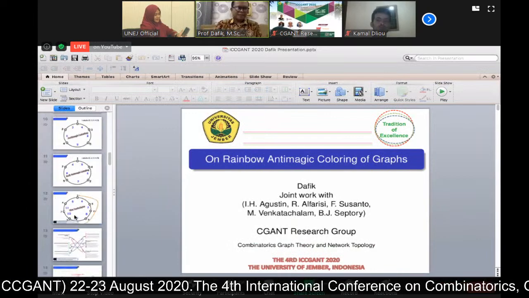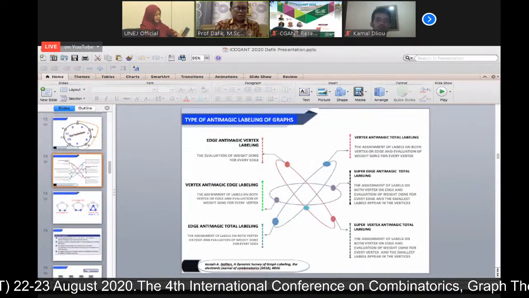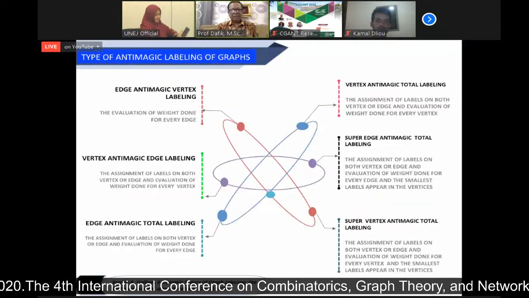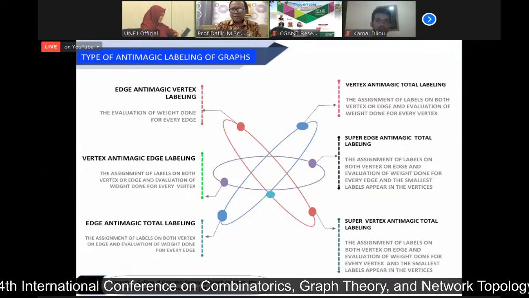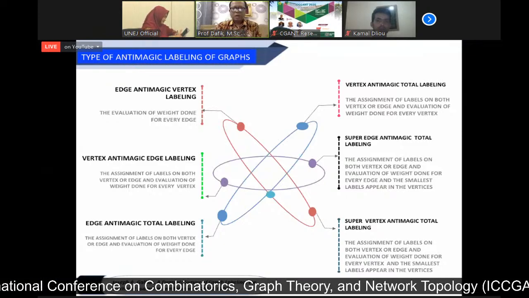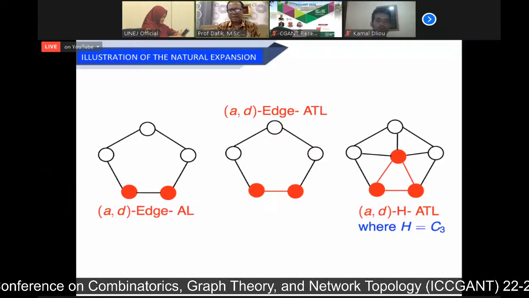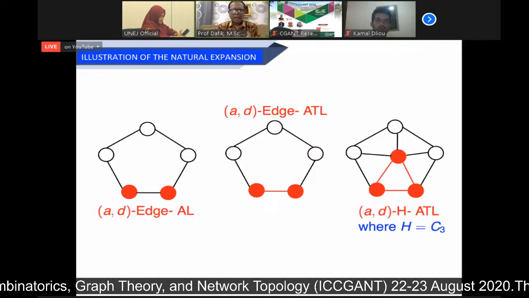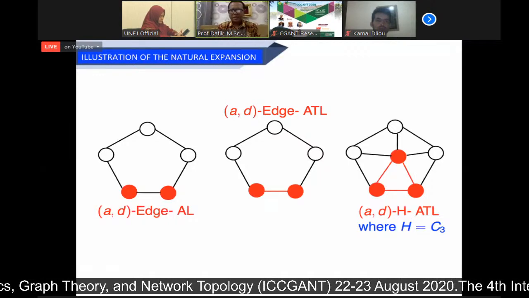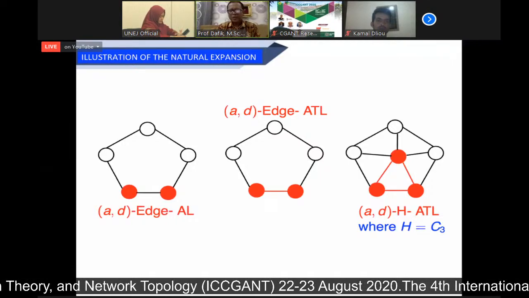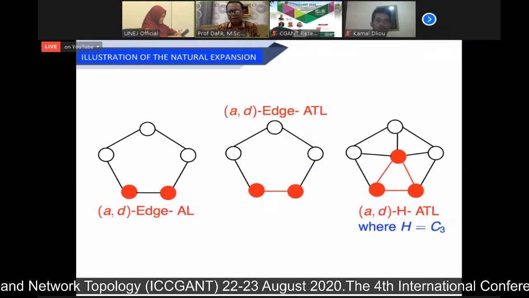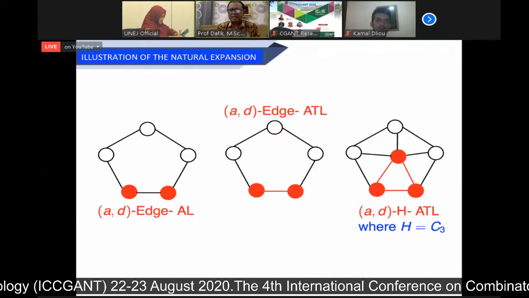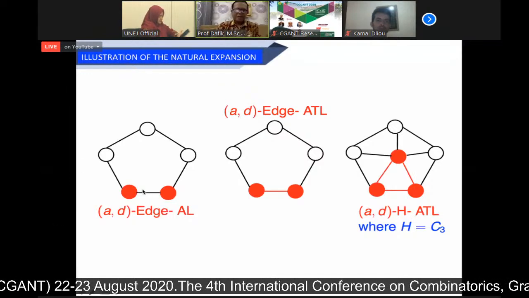Okay, now we have here again the extension, even in the edge weight, we also have some type of evaluation. The first one is just edge anti-magic, and then total if we include the vertices as well, and if we have at least 3 vertices, and then we have a cover.